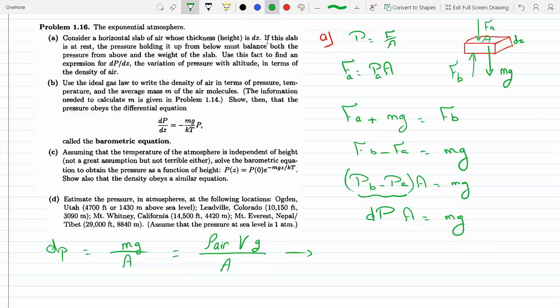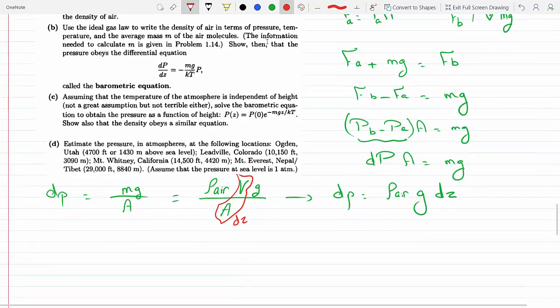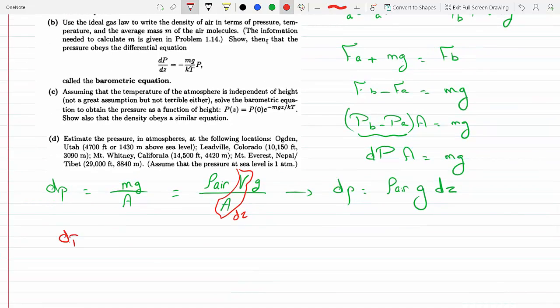So that means dp has to equal, since this is the thickness dz, the height, volume divided by area, rho of air times gravity times dz. Now if I divide dp over dz, this gives me rho air times gravity.